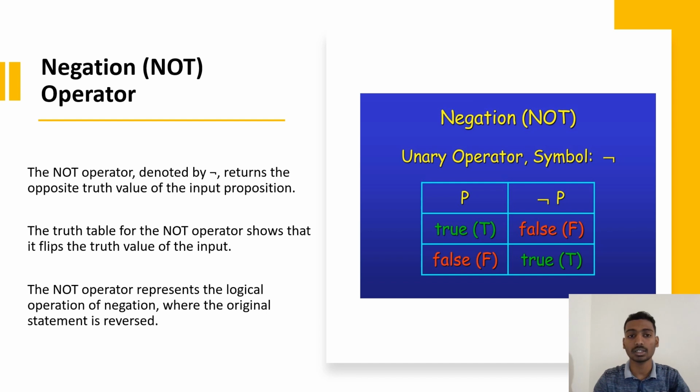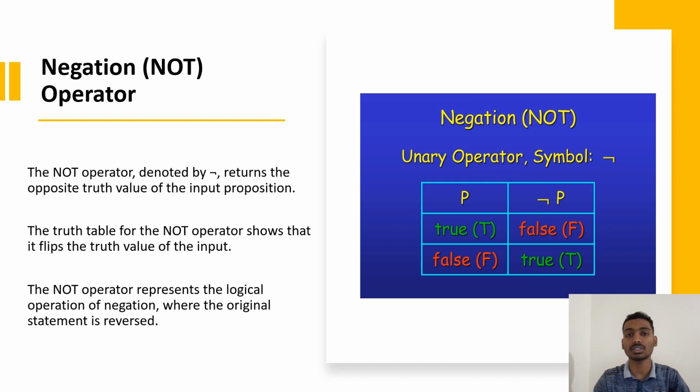Negation, that is, the NOT operator. The NOT operator, denoted by the negation symbol, returns the opposite truth value of the input proposition. The truth table for the NOT operator shows that it flips the truth value of the input. The NOT operator represents the logical operation of negation, where the original statement is reversed. P and the negation of P.